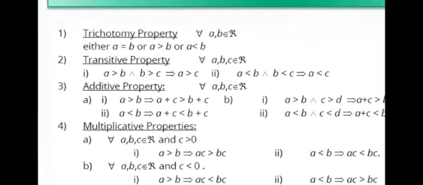Transitive property: if you have 3 real numbers A, B and C, A greater than B and B greater than C, then we can write A greater than C. Like example, 2 is greater than 1 and 1 is greater than 0, so we can write 2 is greater than 0. Additive property: A greater than B, we can add C to both sides. There is no difference in the inequality sign.